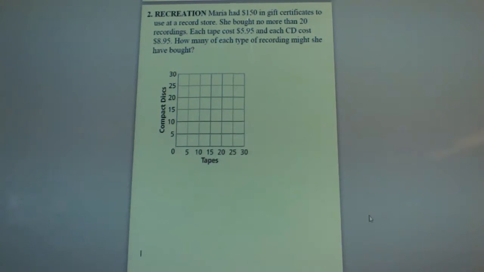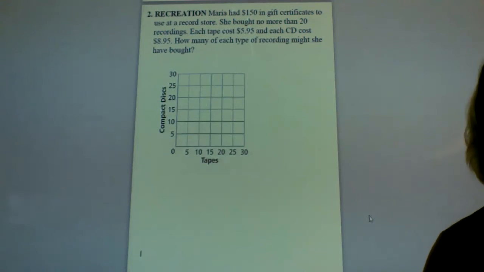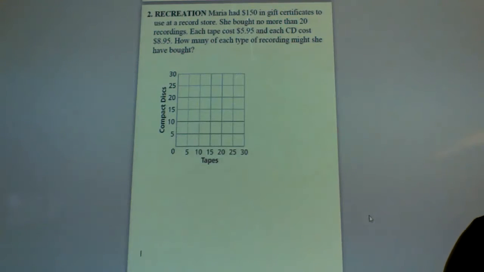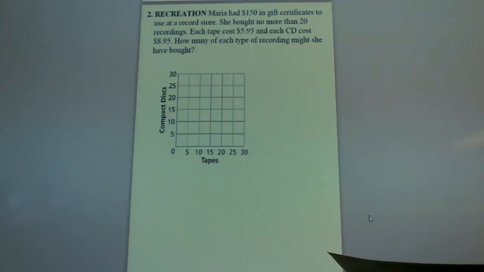All right, just a little technical difficulties there, but this one is about recreation. Maria had $150 in gift certificates to use at a record store. She bought no more than 20 recordings. Each tape cost $5.95 and each CD cost $8.95. How many of each type of recordings might she have bought?